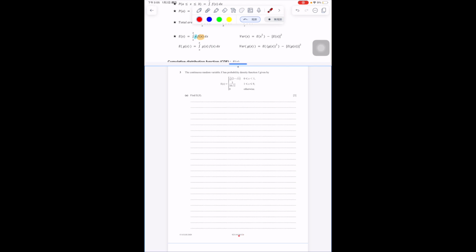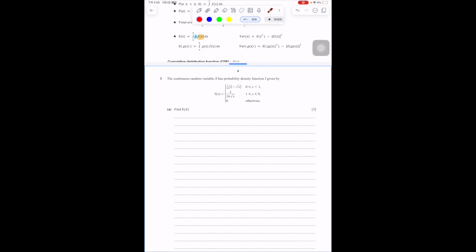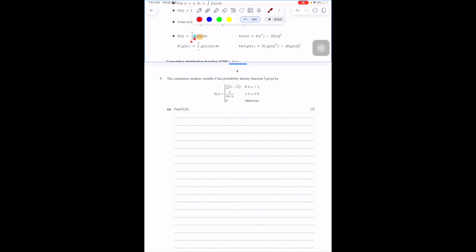May to June series on paper 4.1, question number 3. The continuous random variable x has the PDF given here. And in part A, you're asked to find the E(X). So you may refer to your textbook or your notes on how to find E(X). We can actually do integration of x times f(x).